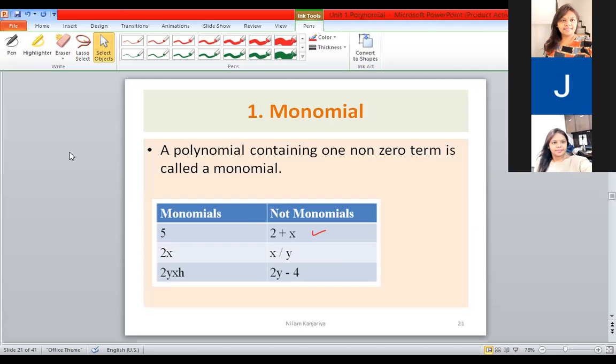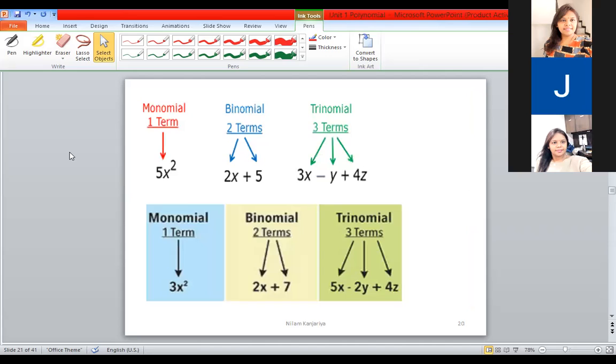Okay, the first definition of monomial is: a polynomial that contains only one non-zero term is a monomial. So children, can anyone tell the binomial definition?